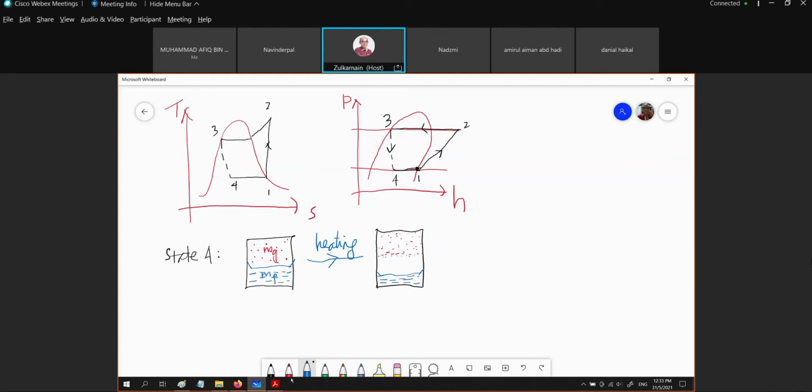So this is state 4. Heating it up, now this is state 1. So when the mf is reduced in state 1, meaning that we have more, let me put a different color.